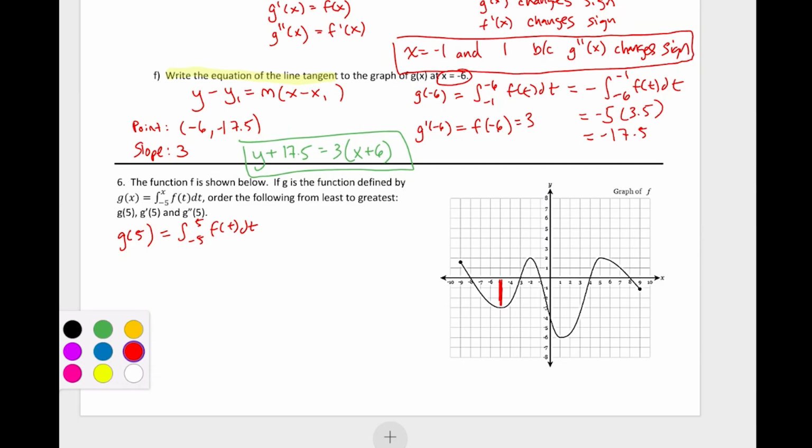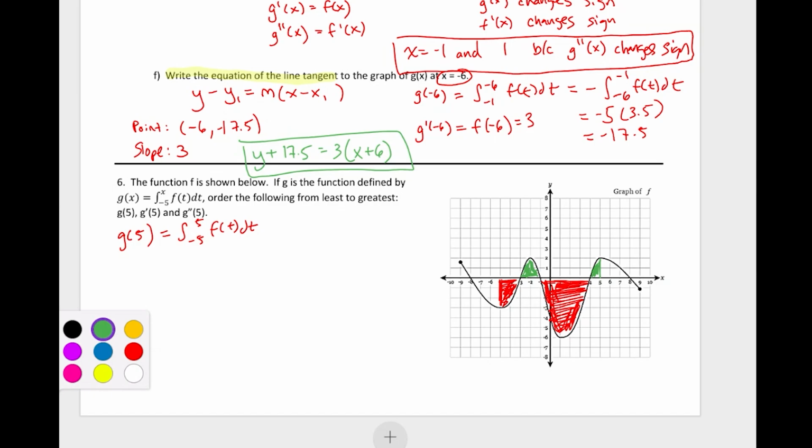Not totally sure, but I just want to label this area here just to get a feel for what's happening between negative 5 and 5. So all the red area here is going to be negative. All the green area is going to be positive. I'm only going up to 5. Now, just looking at this sketch, it seems pretty clear to me that there's going to be more negative area under the curve.